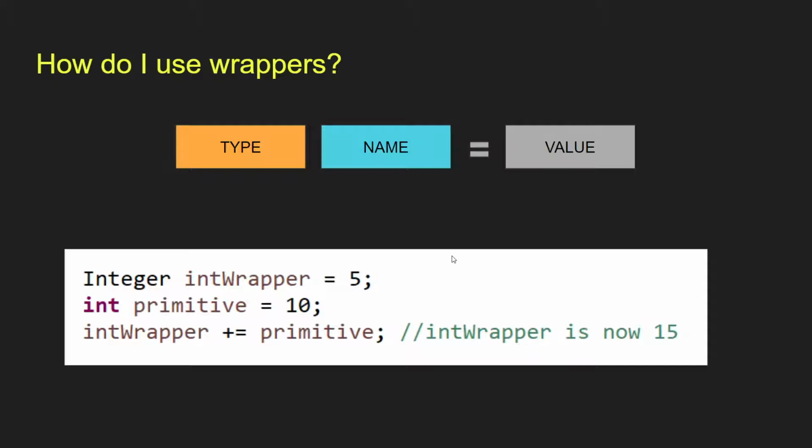Looks very similar. Another thing that's cool about wrappers is that you have access to pretty much everything that you can do with a normal primitive type. So like the plus equals operator here, we can use that for integer wrappers, and you can even do an integer wrapper plus another integer wrapper, or you could do an integer wrapper plus the primitive int as well. So now the int wrapper would be 15 because we added 10 to it.